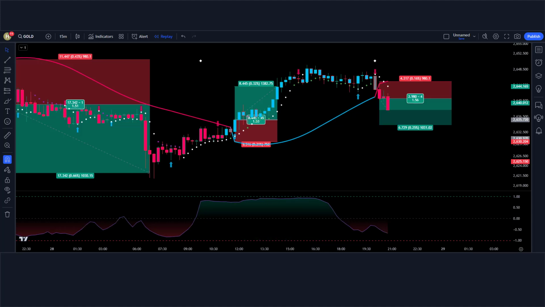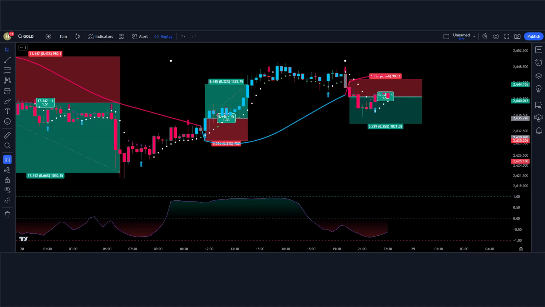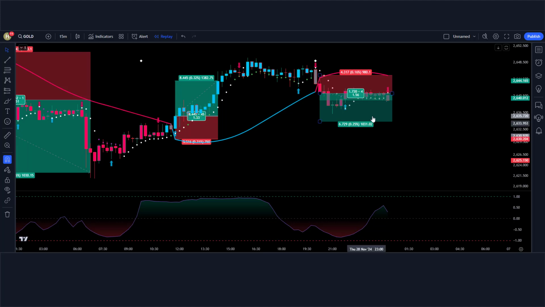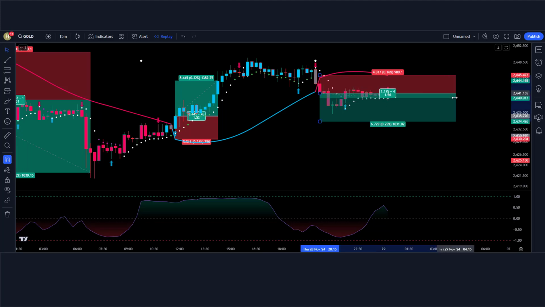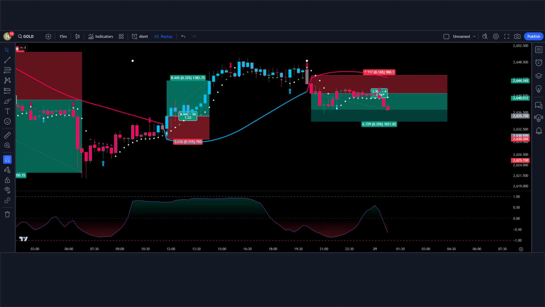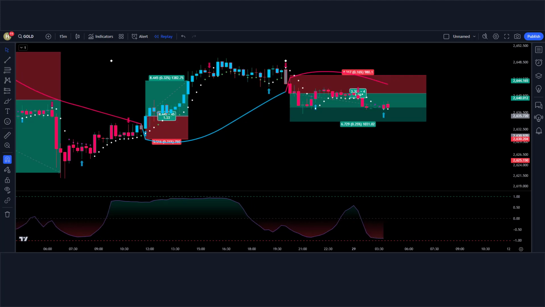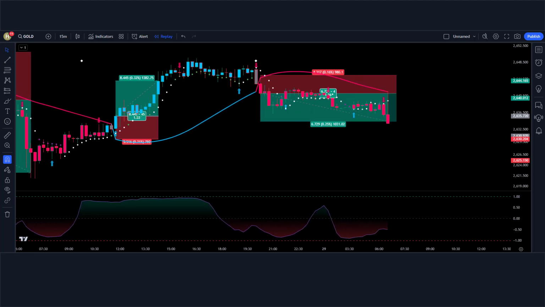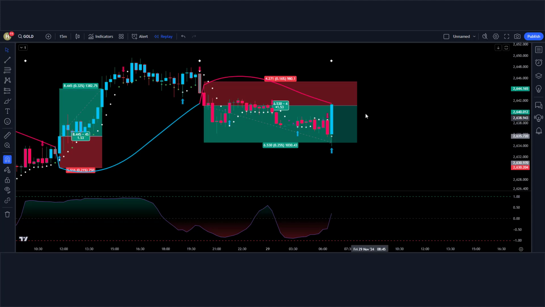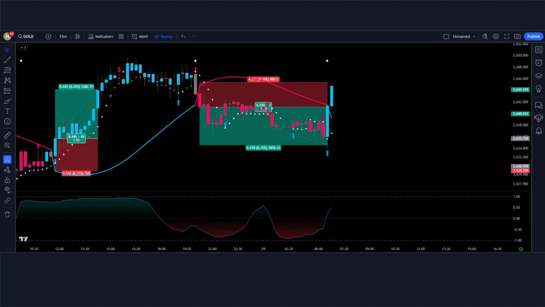Let's see what happens to our trade. Our trade is running in profit. We have won the trade. Wait for the next signal. We got an immediate buy signal.